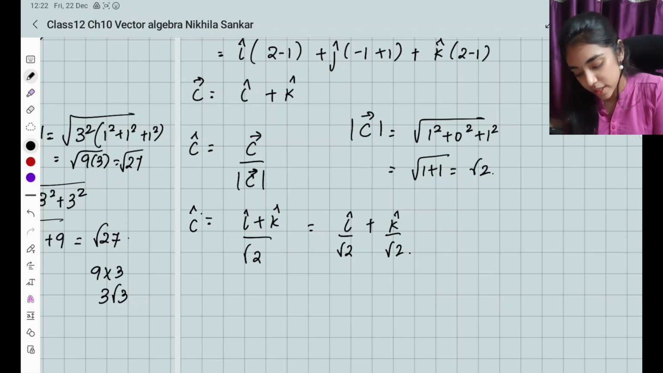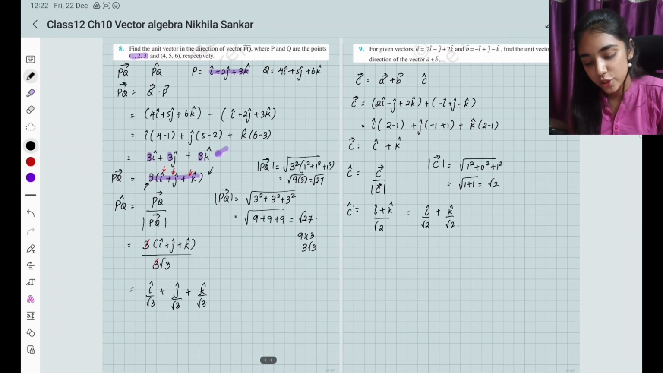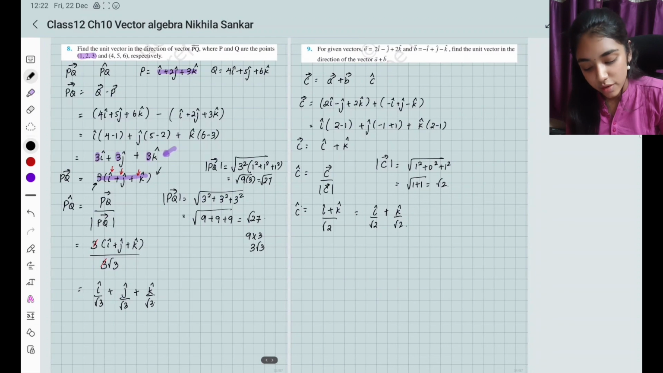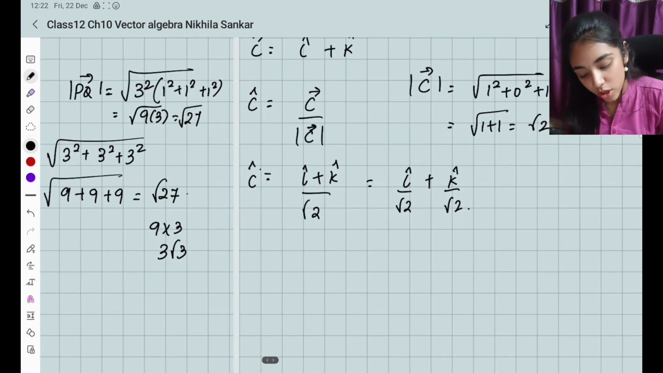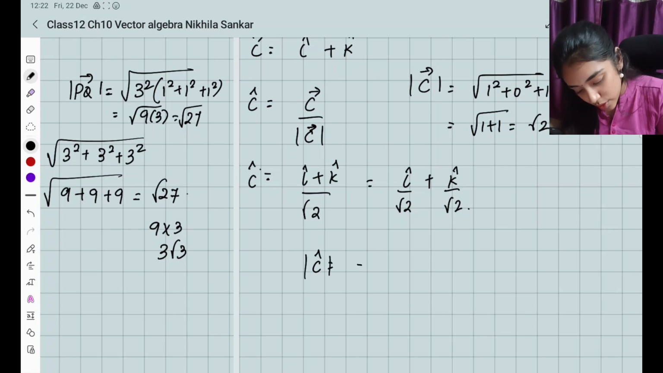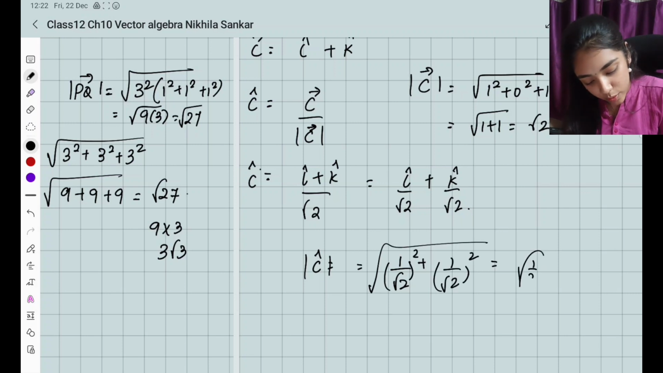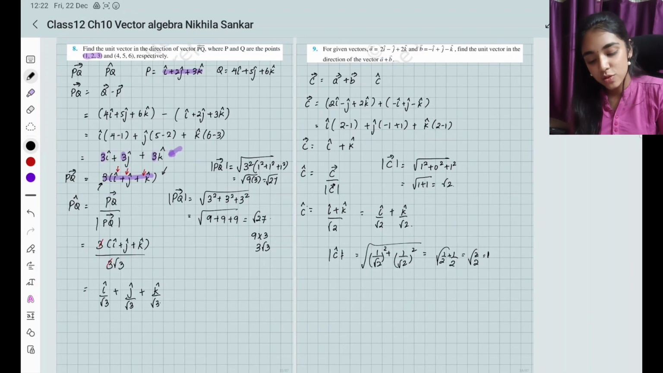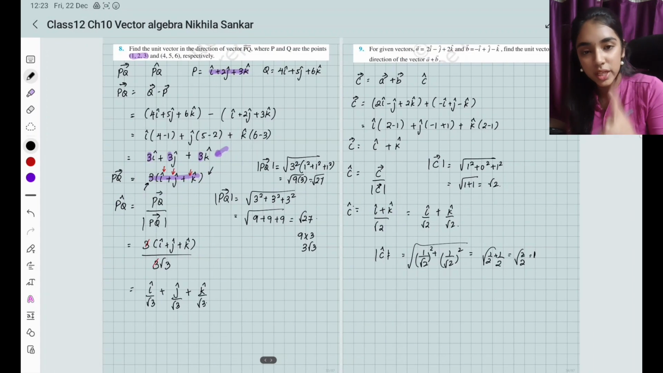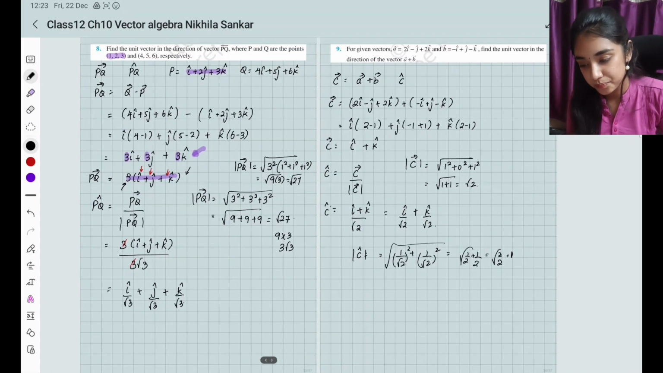So this is going to be the unit vector in the direction of a plus b. What does unit vector mean? The modulus is going to be 1. Correct? The modulus of a unit vector is always going to be 1. So this is going to be 1 by root 2 the whole square plus 1 by root 2 the whole square, under a square root, which is square root of 1 by 2 plus 1 by 2, which is square root of 1, which is 1. This is the meaning of unit vector: the magnitude is always going to be 1. That is why it is a unit vector. Okay. Please copy.